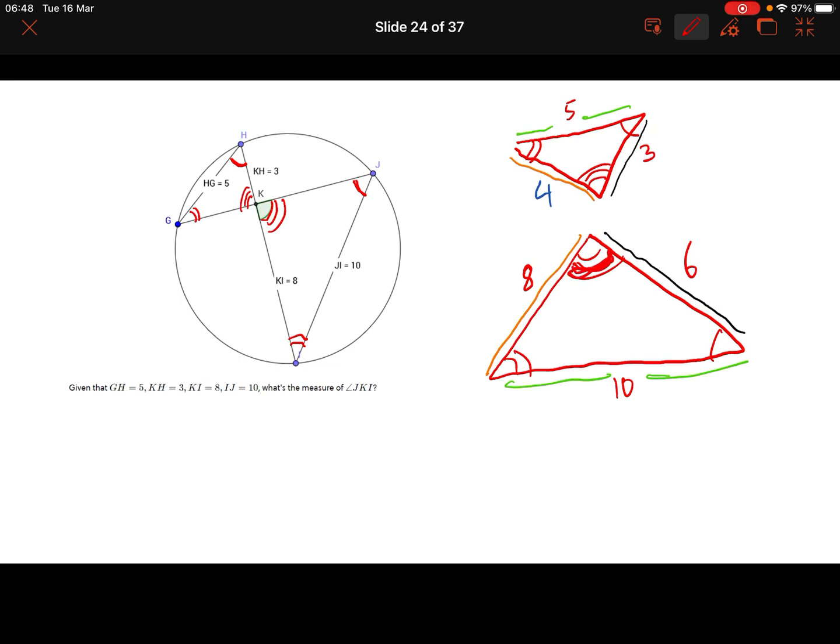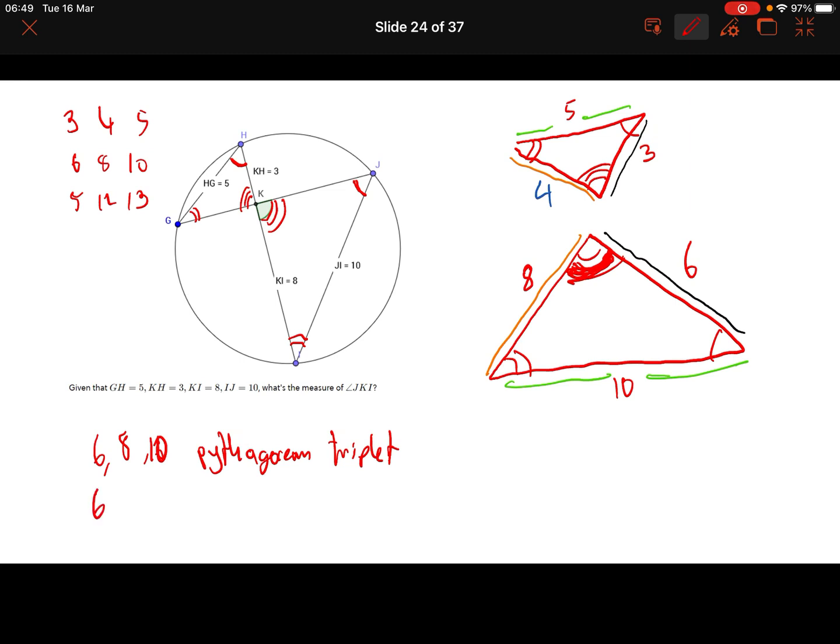Now, another little piece of math that you should know. You ought to know that a 6, 8, 10 triangle is a Pythagorean triplet. I expect you to know the basic ones: 3, 4, 5, 6, 8, 10, 5, 12, and 13. I would expect you to know those Pythagorean triplets. That is to say, 6 squared plus 8 squared equals 10 squared. Okay, 36 plus 64 equals 100.